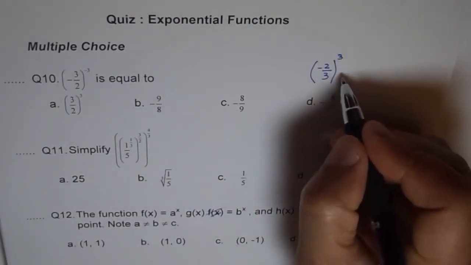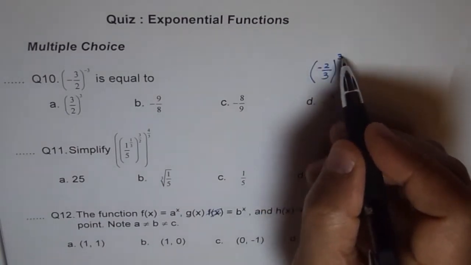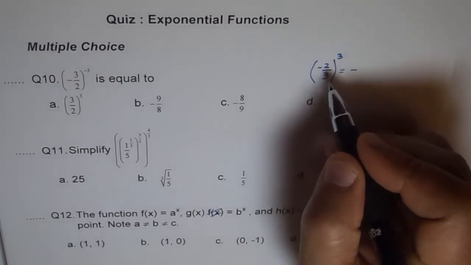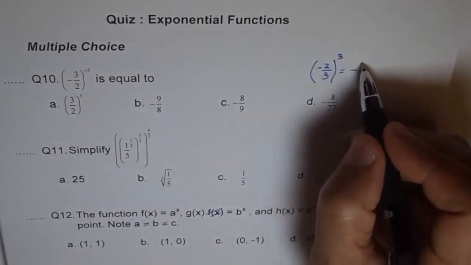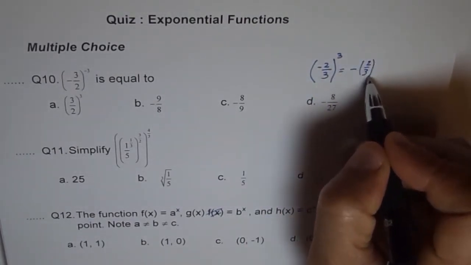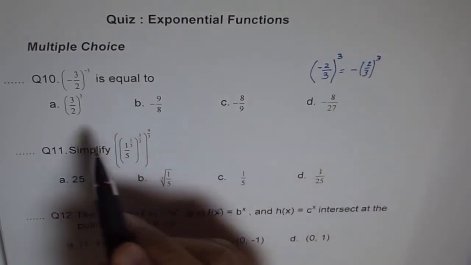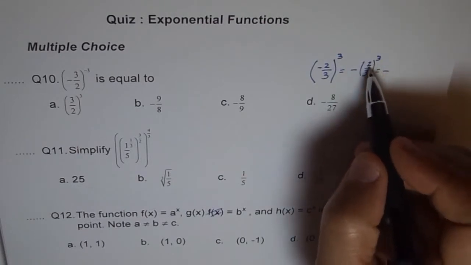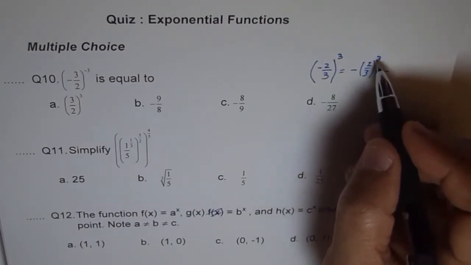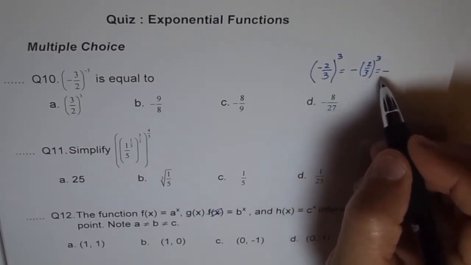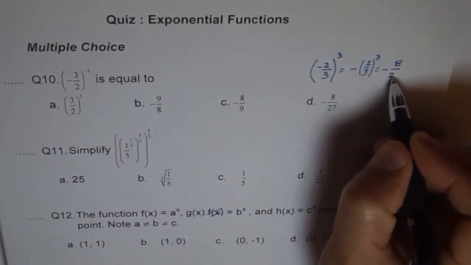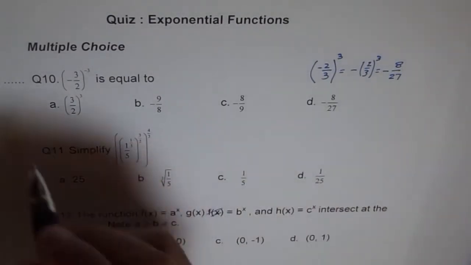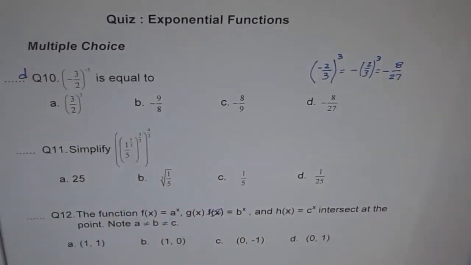And to the power of 3, minus 1 to the power of 3 is negative. So we get negative 2 cubed over 3 cubed. Do we have a choice like this? No, we don't. So let's expand it. We get minus 2 cubed is 8, and 3 cubed is 3 times 3 times 3, 27. So minus 8 over 27, which is choice D. So we can write D here, correct?